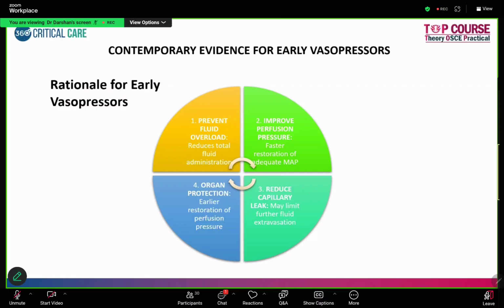Capillary leak, which is usually seen in the early stages of septic shock, would also be reduced by early use of vasopressors. Ultimately, the whole thing is organ protection. Sequestration would be reduced, unnecessary overloading would be prevented, and organ protection would happen. This is the rationale for using early vasopressors in fluid therapy in sepsis.